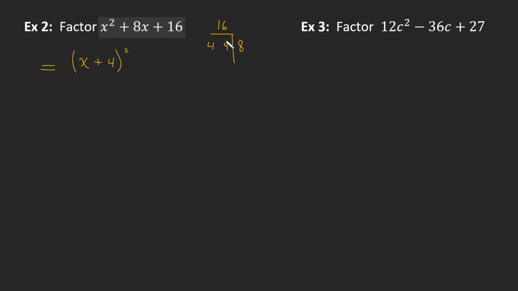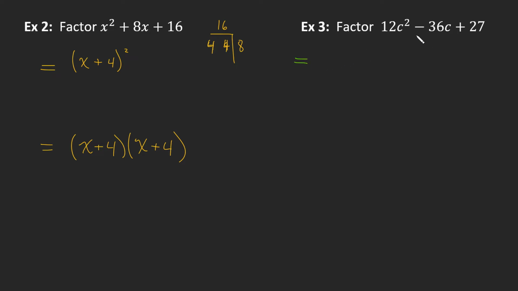Now, if we go back to doing it the product and sum way, just to compare, what I would have written is (x + 4)(x + 4), which, as we can all see, is (x + 4) squared. And so it's just a shortcut here. Now, try the final example on your own, and the biggest hint that I can give you is to look for GCFs.